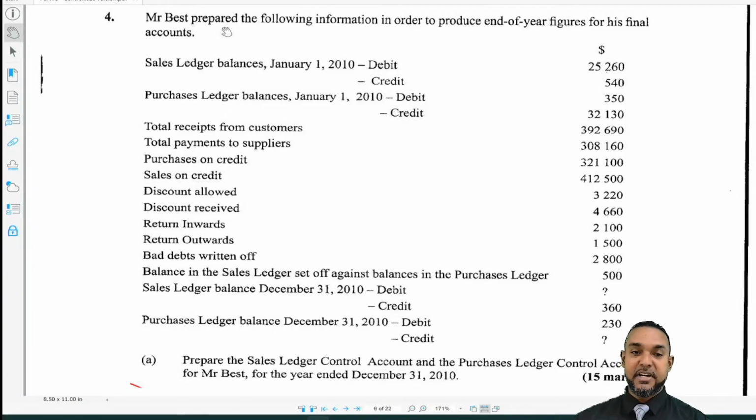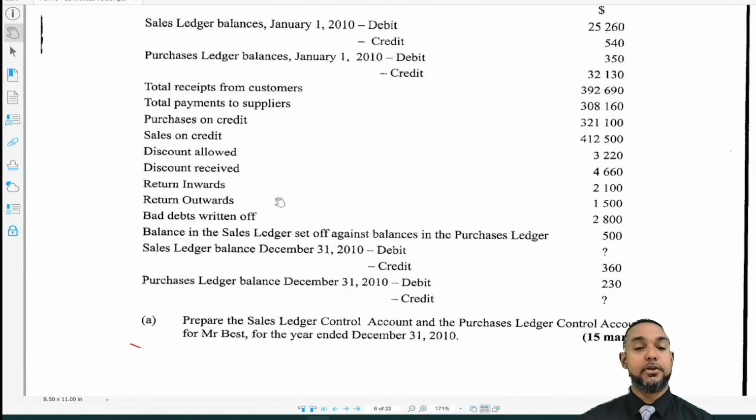So at the top, it says, Mr. Best prepared the following information in order to produce end-of-year figures for his final accounts. Final accounts have to do specifically with your income statement and your balance sheet. All right. So he's produced this information.